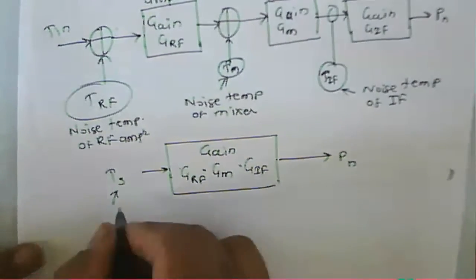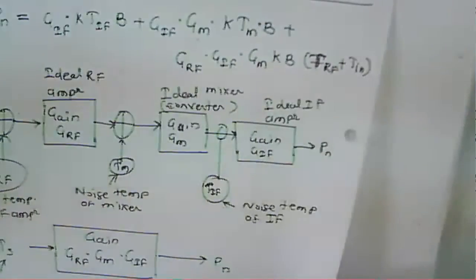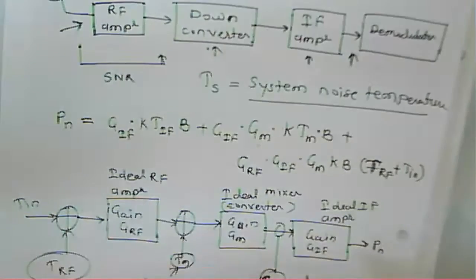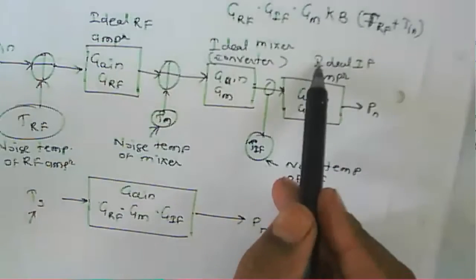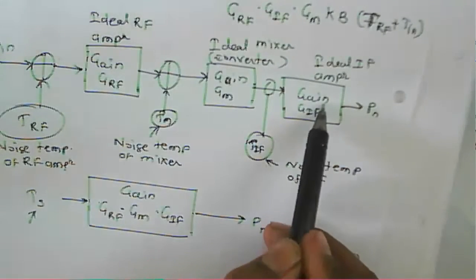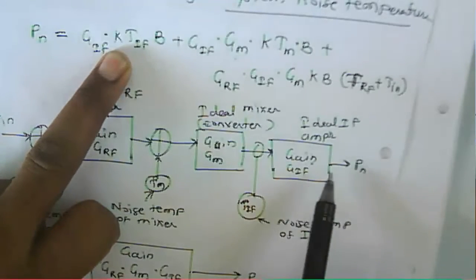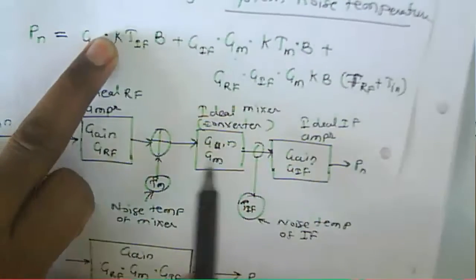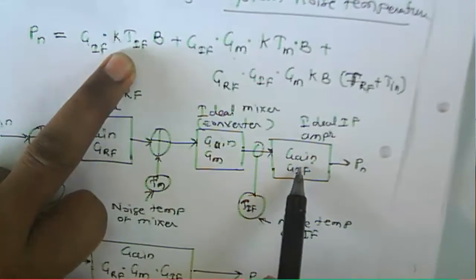So in the overall system, the noise power at IF is the noise power due to the IF. That is nothing but what? The gain of the IF. This one is the gain of the IF. Then the KTB term. K is the Boltzmann constant, T is for the IF amplifier, and B is the bandwidth.